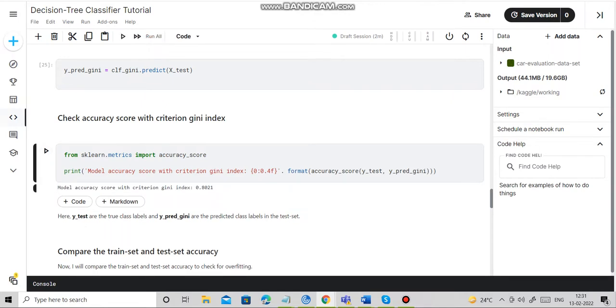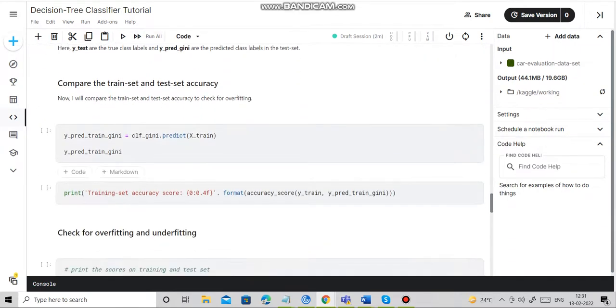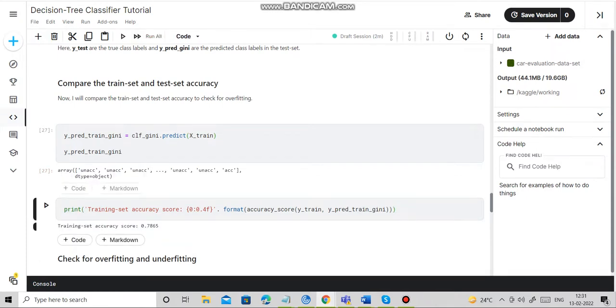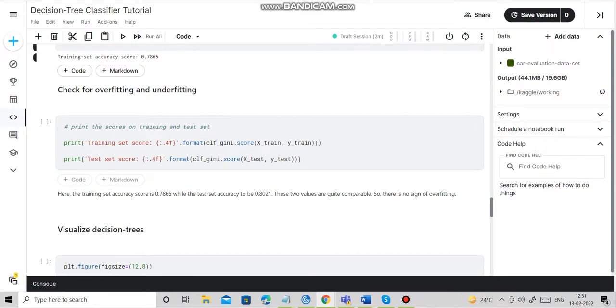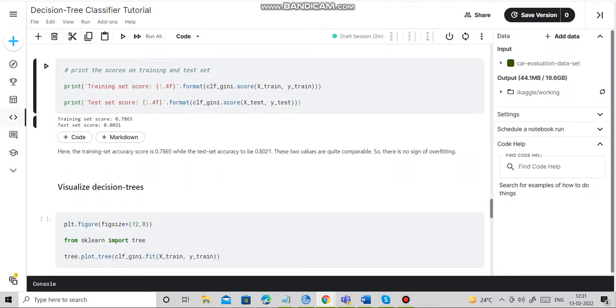So the accuracy for the test set is 0.8021. That's quite a good accuracy. We haven't even done any hyperparameter tuning as of now, so it's good. And this is the test set accuracy. This is the training set accuracy. It is 0.78. As we see, both the training accuracy and the test accuracy are kind of similar to each other, so we say that there is no overfitting. Had this been a large difference, we would have said there could have been overfitting, but over here we don't see that.